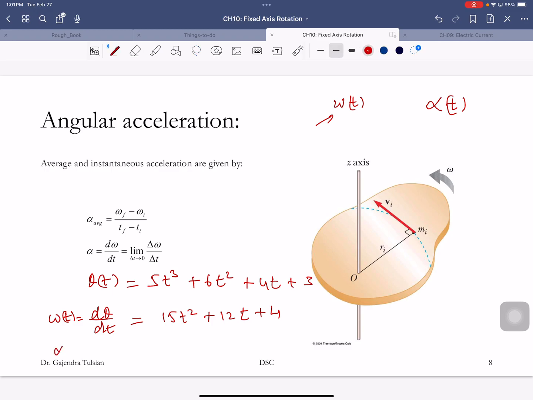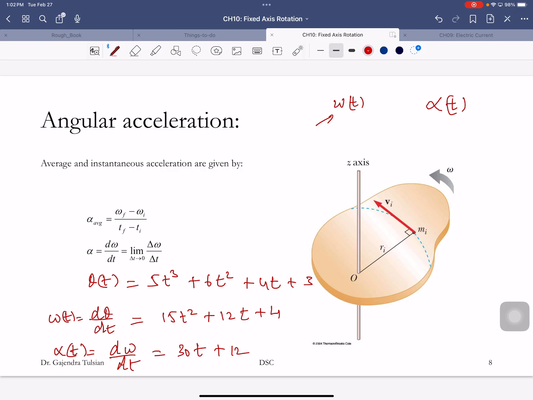And now alpha of t is d omega by dt. You see, it's all contained in the formula. If the velocity does not change, alpha is 0. You don't have acceleration. Only when omega, the angular velocity, changes is alpha non-vanishing. So it's all in the formula, and this is equal to 30t plus 12.